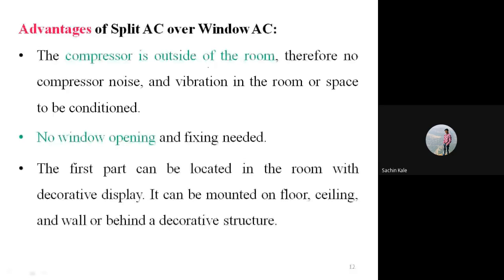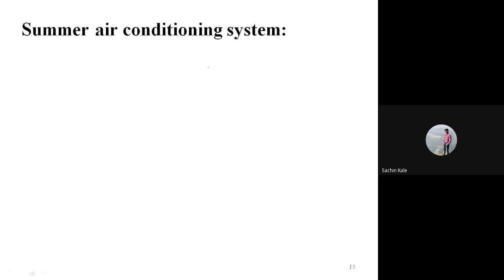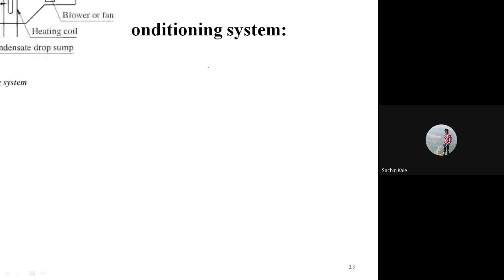Now, according to the season of the year, there are three types of AC. The first one will be called the summer air conditioning system. The second one will be called the winter air conditioning system. And the third one will be called the year-round air conditioning system. So out of that, the first system is nothing but the summer air conditioning system.